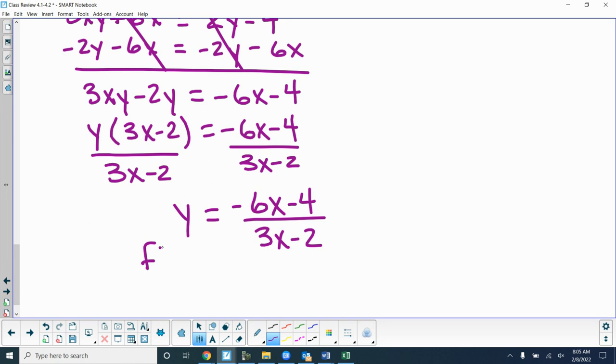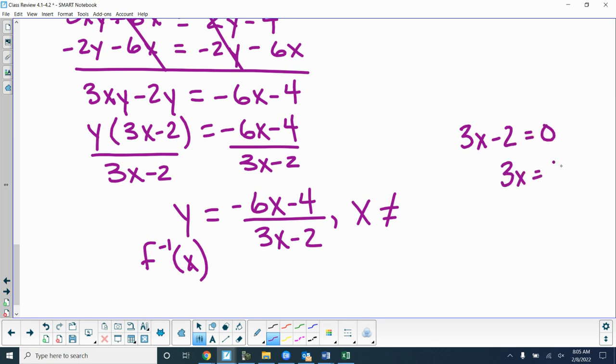Or you can write f inverse if you want. I'm not worried about that. What's my restriction? What's x not allowed to be? Well, if you're not sure, just write it and then solve it. Add 2 and divide by 3. So that's what x is not allowed to be.